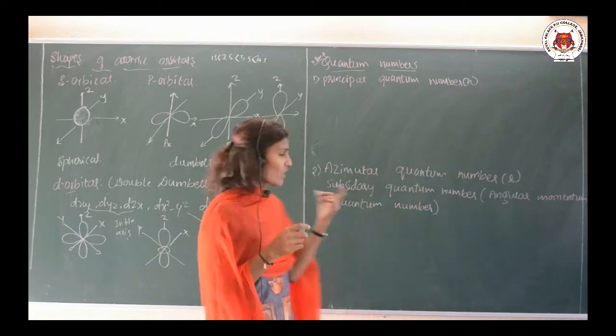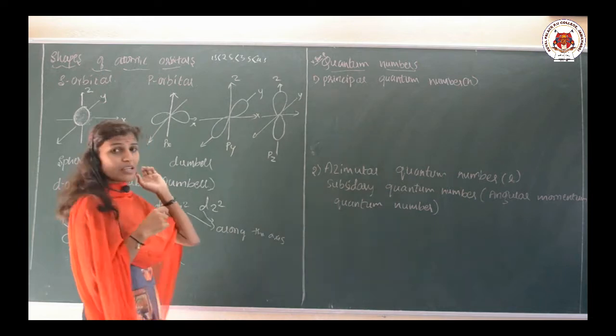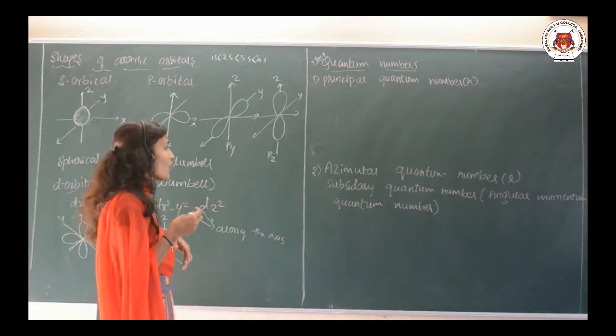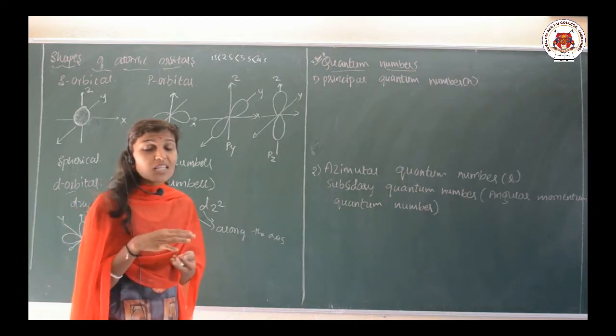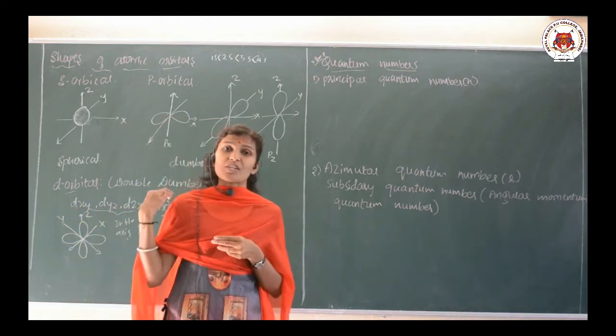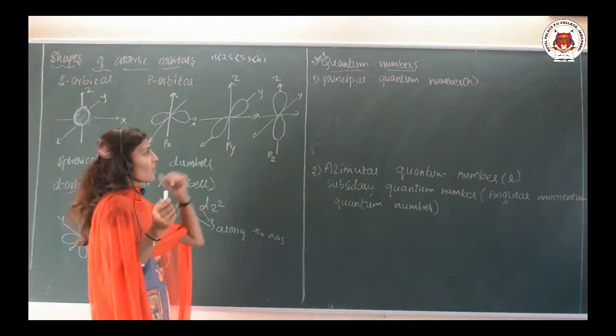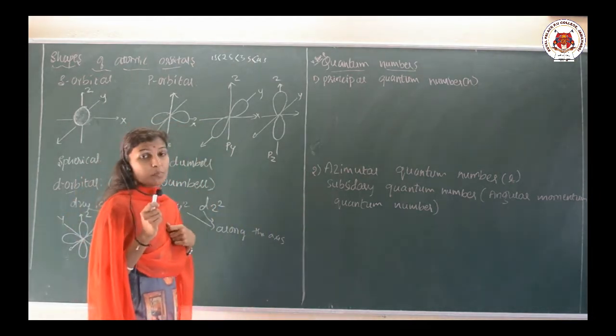The only difference is that those are oriented along the x, y, z axes. That's it. If it is along the x axis, that is Px. If it is along the y axis, that will be a Py. If it is along the z axis, that will be a Pz. All these 3 have the dumbbell shape. Dumbbell, you know it. In the same way our P orbital is present.